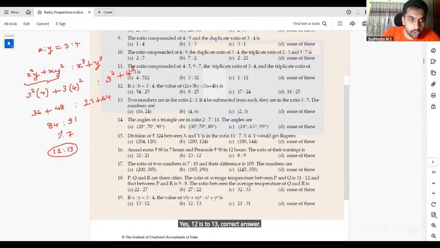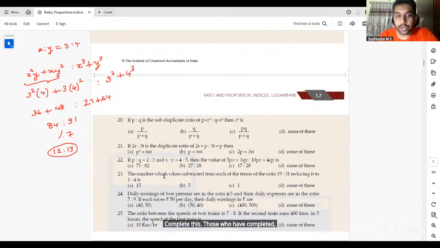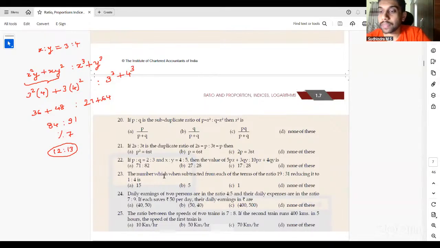Complete this. Those who have completed, solve question number 20. Sir, 20th or 21st? 20.